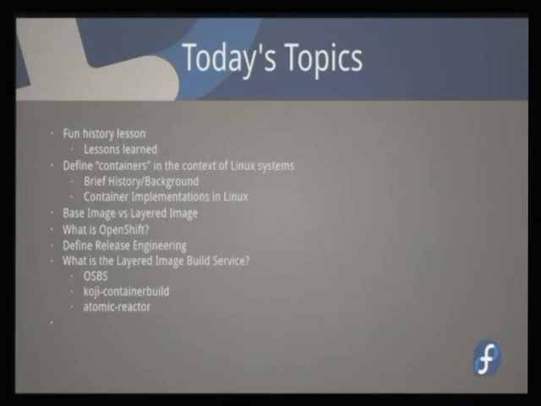I'm going to very quickly go over what is OpenShift and describe it from an architectural standpoint and why that is important. I also want to define what release engineering is because that will provide context around why certain decisions were made the way they were, why the image build system was designed as it is, and then actually go into what OSBS is, the Koji container build plugin, and Atomic Reactor, and how those all kind of feed into and power what became the layered image build system.